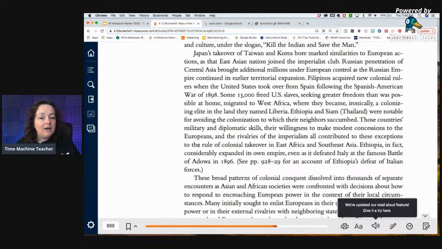So you can put down something about Japan takes over Taiwan and Korea. Russia takes Central Asia. U.S. gains the Philippines. And then put down that Ethiopia and Thailand are able to stay uncolonized.